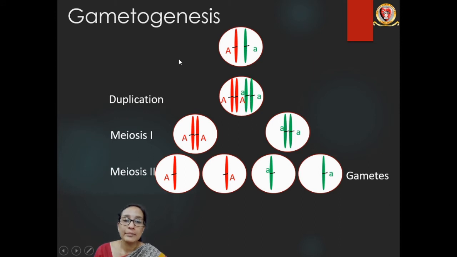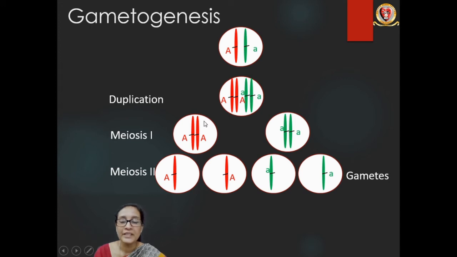What happens during gametogenesis? We start with the mother cell. The mother cell has the homologues, so the homologues are always together. In this case, we have chosen a cell where it says capital A, small a, so it is a heterozygote. During the first step in meiosis, duplication happens. That is, each homologue duplicates, and this is called the tetrad stage because there are 4 strands of chromosomes. So we have the duplication and the tetrad stage.